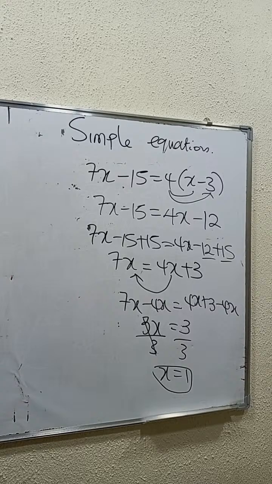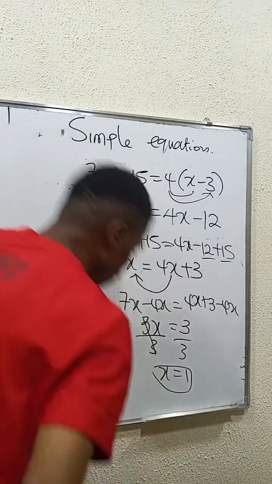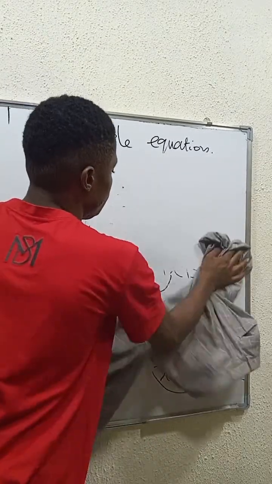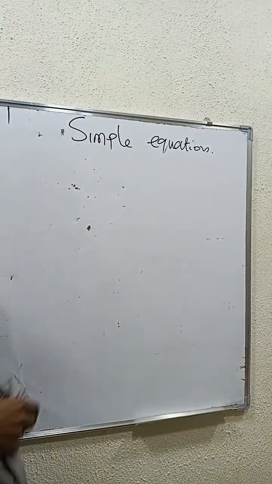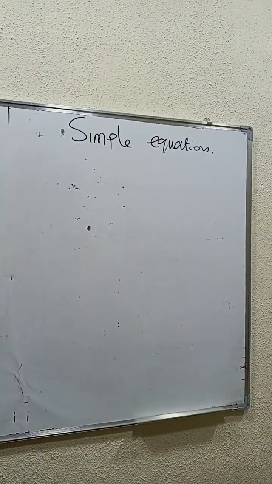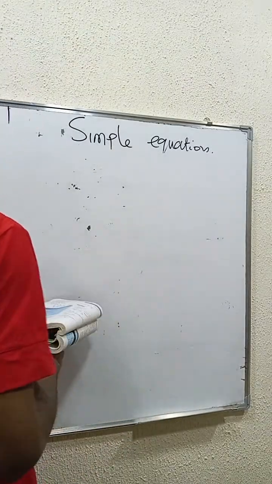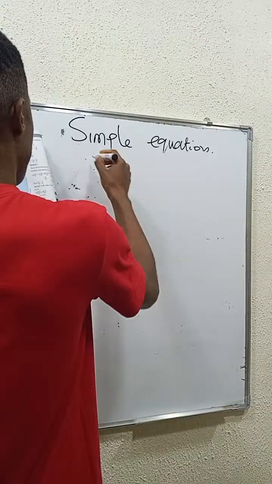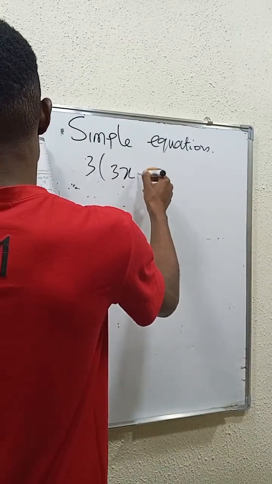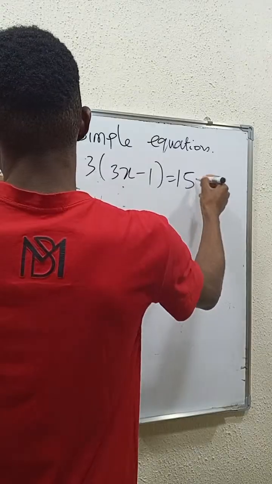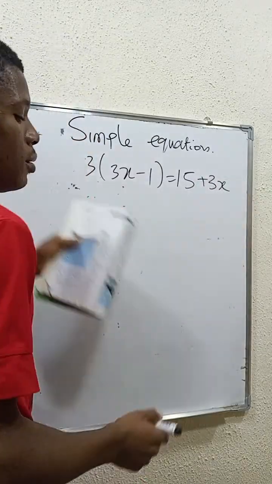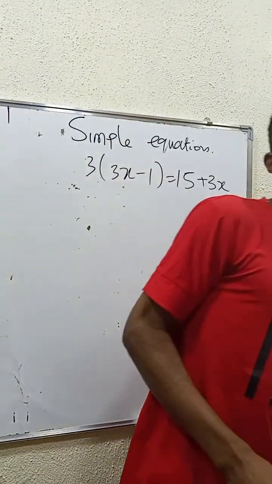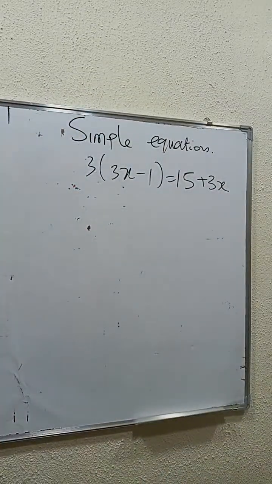So this is the simple way to solve the equation. It's very simple. Hope you are writing it. Okay. Let's do this one again. We have 3 into 3x minus 1 is equals to 15 plus 3x. Okay. This one is also simple as usual. Our goal is to find the value of x that can satisfy the equation.